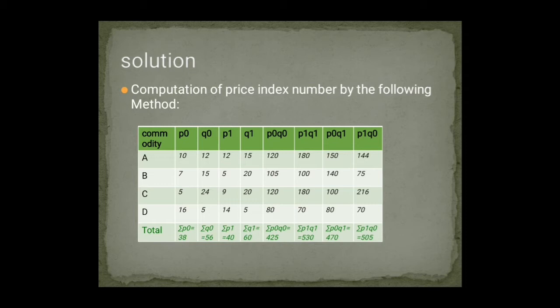So what is the total of each column? Sigma P0 is equal to 38, sigma Q0 is equal to 56, sigma P1 is equal to 40, sigma Q1 is equal to 60, sigma P0Q0 is equal to 425, sigma P1Q1 is equal to 530, sigma P0Q1 is equal to 470 and sigma P1Q0 is equal to 505.